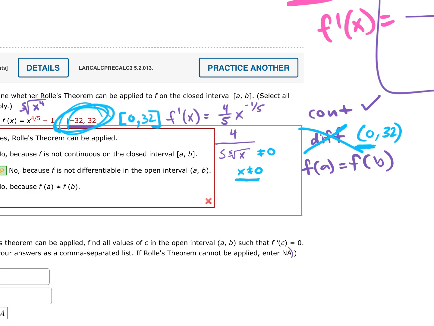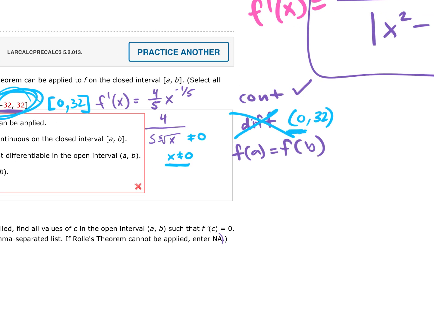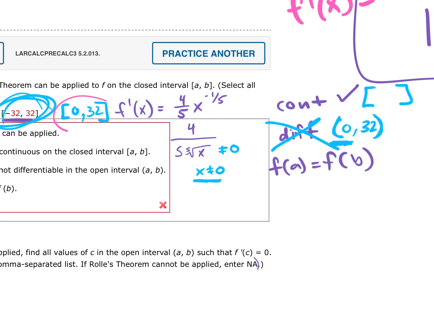So this is not differentiable. So we can't use Rolle's theorem. So we're checking to see if it's continuous on the closed interval, but differentiable on the open interval. I changed the interval here just to show you guys an example from 0 to 32. x cannot equal 0, but it's still differentiable because it's the open interval. So this is not including 0 and 32, because it's the open interval. So this would be differentiable from 0 to 32. That's not what the question asked, but just to show you guys.